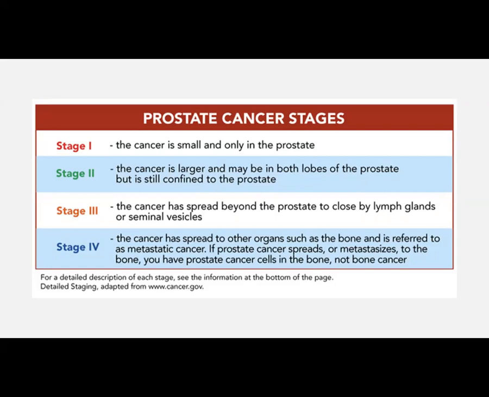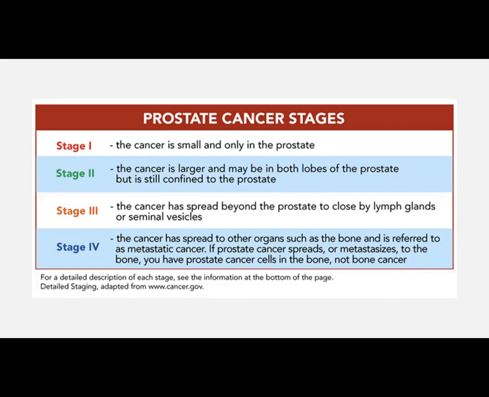So stage 1, so this is how we're staging, and we're using prostate cancer. So stage 1 of prostate cancer, the cancer is small and only in the prostate. So on this stage, we could just remove the cancer and then we'd no longer have the cancer, or in theory, we would no longer have the cancer. Stage 2, the cancer is larger and may be in both lobes of the prostate, but is still confined to the prostate. So that means that it's moved a little bit to the lobe. So we're getting concerned of this spreading.